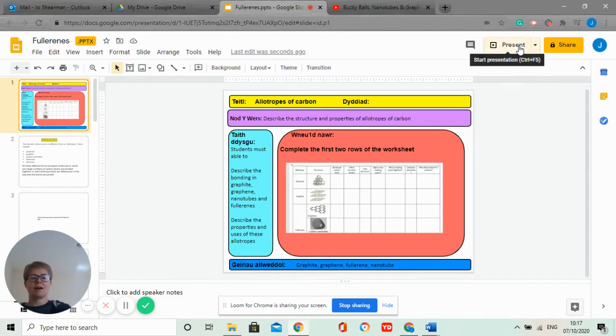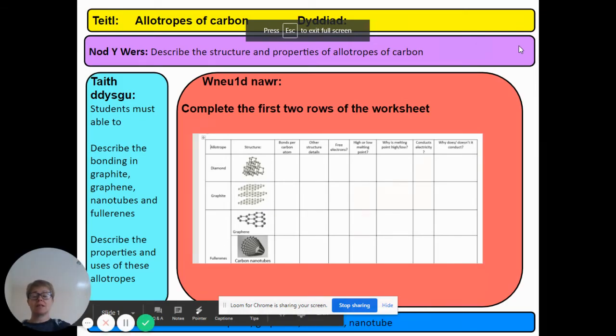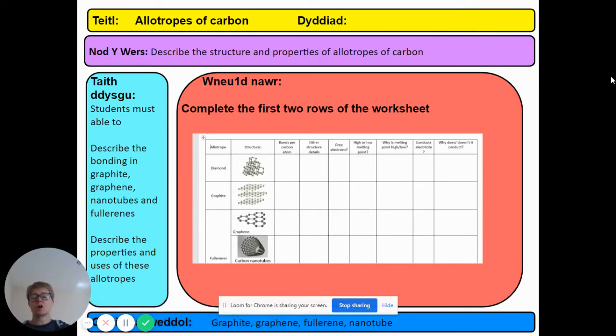Hello. This lesson today is a follow-on from what we've started previously on allotropes of carbon. So allotropes of carbon is your title. You need the worksheet shown below for your do now task. Get date, title, keywords down, and the video can now be paused while you complete the first 2 rows of your worksheet on diamond and graphite. So you should already have information on diamond and graphite to help you complete those 2 rows.